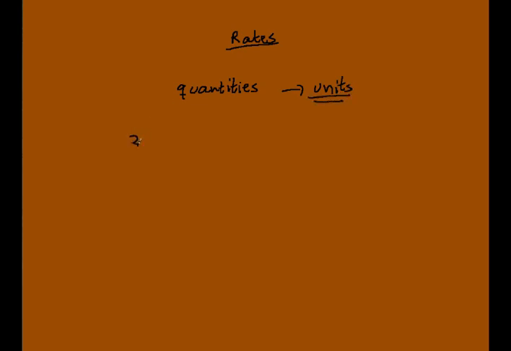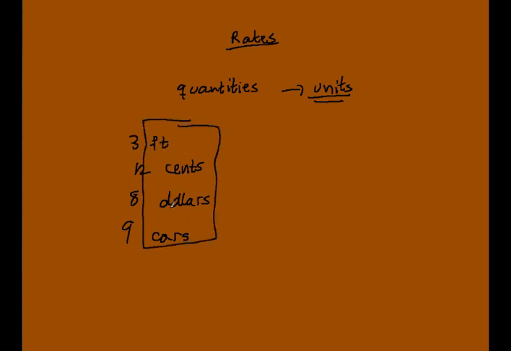Imagine that you're saying 3 feet, 12 cents, and then $8, or even 9 cars. This is what they call the units: feet, cents, dollars, and then cars. Because imagine if you just say the 3. It wouldn't make any sense unless you put a unit behind it. So you need to know what you're talking about. Is it 3 feet, 3 cents, $3, 3 cars? So feet is a unit.